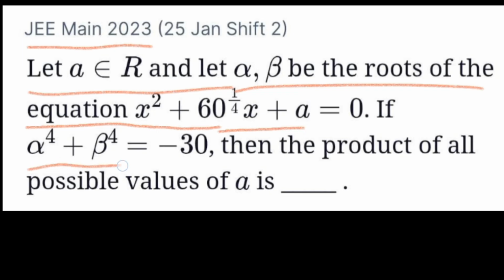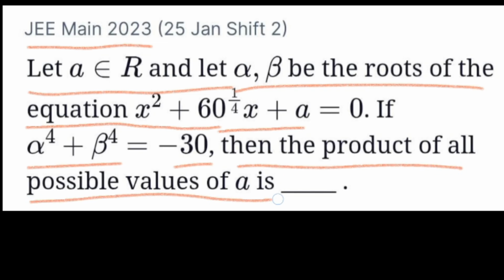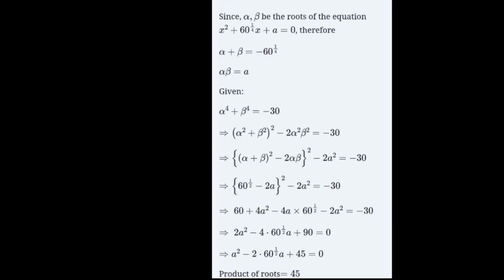If alpha power 4 plus beta power 4 is equal to minus 30, then the product of all possible values of alpha is. Now alpha, beta are the roots of the equation x square minus 60 power 1 by 4 x plus a equal to 0. So the sum of the roots is equal to minus 60 power 1 by 4. Product of roots is equal to a.